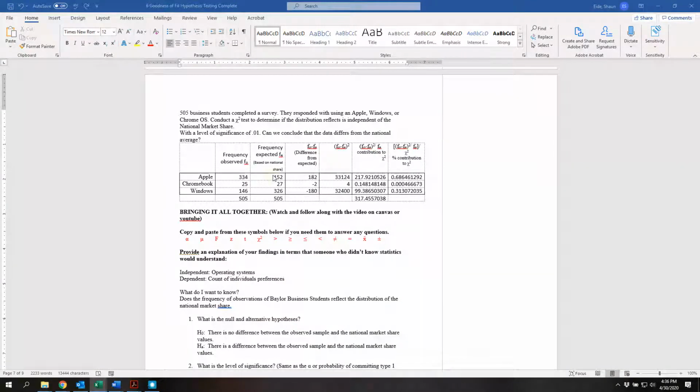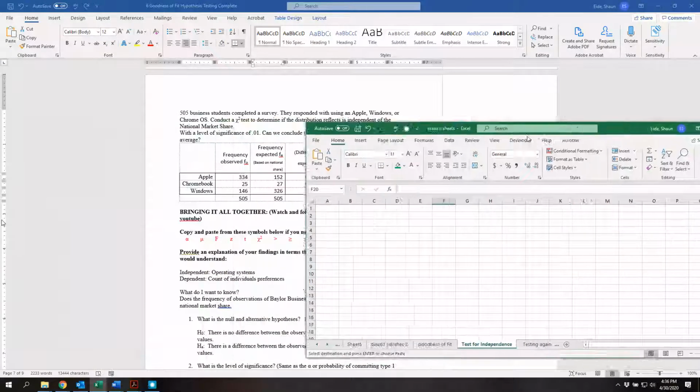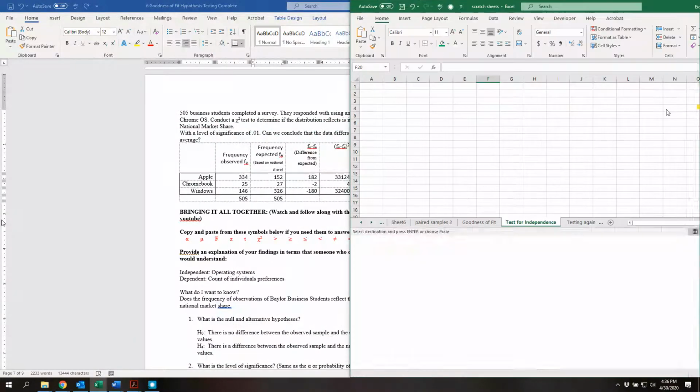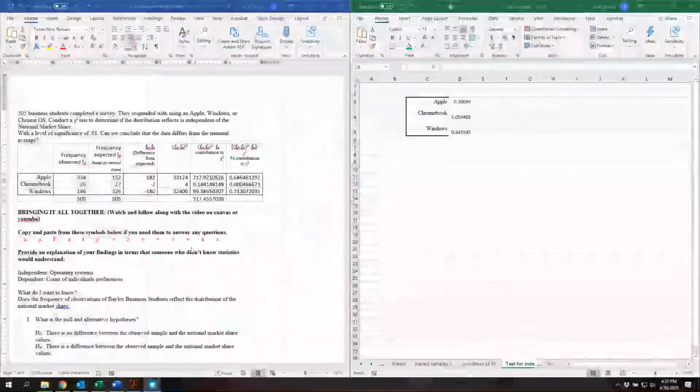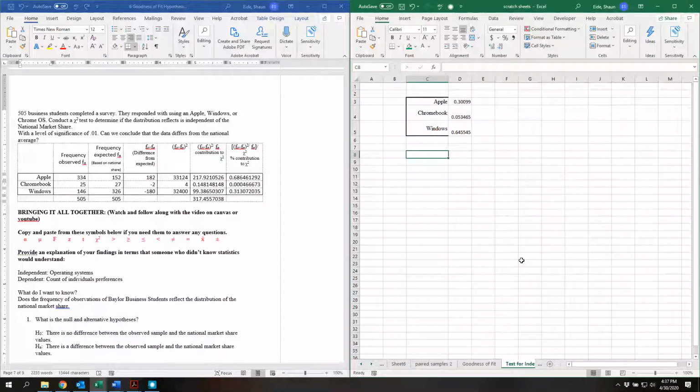So, first of all, what we did here, I'm going to get the scratch sheet out right here. Okay, so I've got my national market share right here, and the national market share of individuals who use Apple computers is about 30%. Individuals who use Chromebooks is about 5%, and individuals who use Windows machines is about 64.5%.